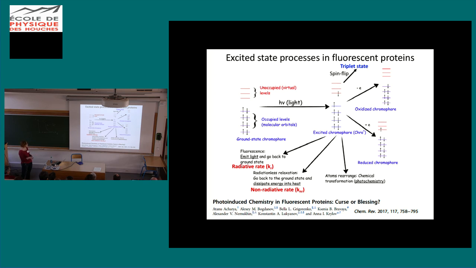The processes that generally are grouped together as non-radiative relaxation, we often have this terminology here, KNR. Of course, there can be photochemistry, there can be chemical transformations, or there can be redox changes, and then you can flip this spin that would give rise to a triplet state.